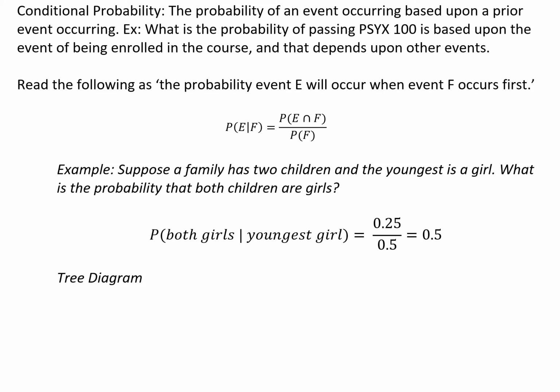For example, if a student is enrolled at Helena College, then that affects the likelihood that they're actually taking a class at Helena College. And if they're taking a class at Helena College, that affects if they're going to have a passing grade or not. So my example here is, what is the probability of passing Psych 100 based upon the event of being enrolled in the course. And that depends also on the other events of being enrolled at Helena College and having attended the classes and all sorts of things.